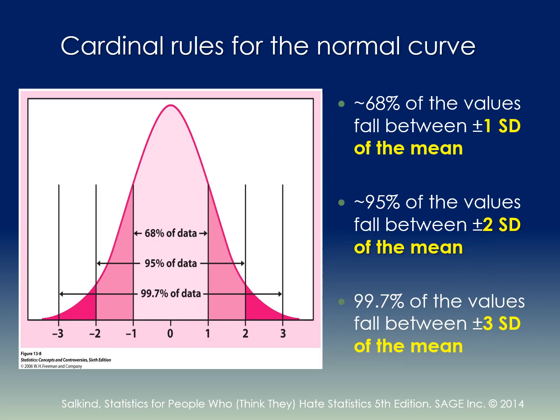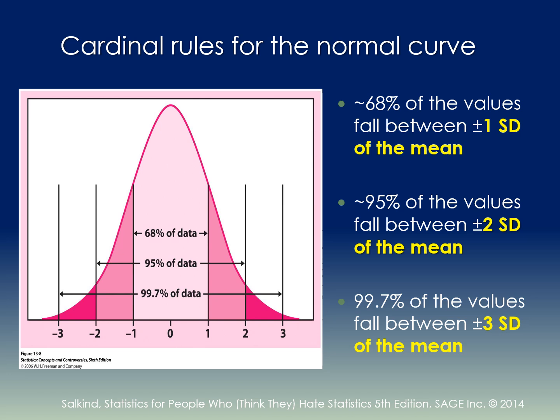Now, before we get to the proportion probability connection, I want to discuss with you what are called the cardinal rules for the normal curve. And these are classic. You're going to see these in pretty much every statistics textbook, and it's this. Under the normal curve, of the 100% of the scores that are there, 68% of the values fall between ±1 standard deviation of the mean, right?